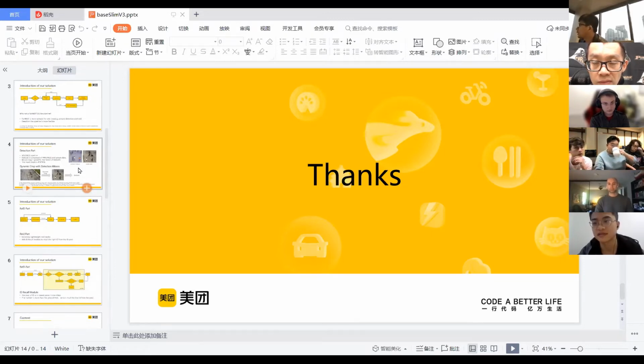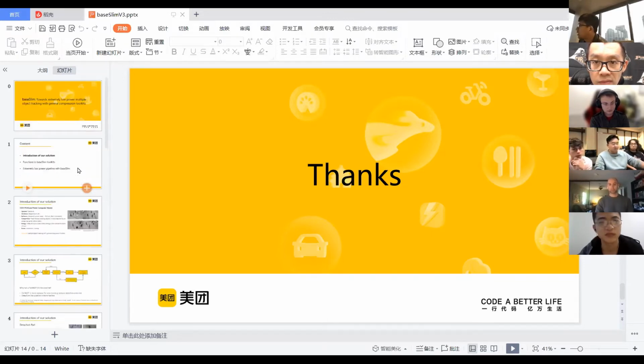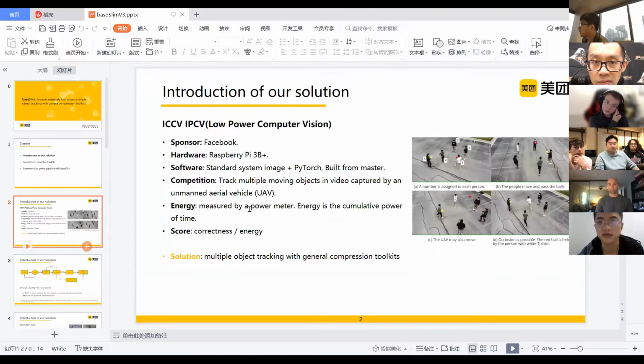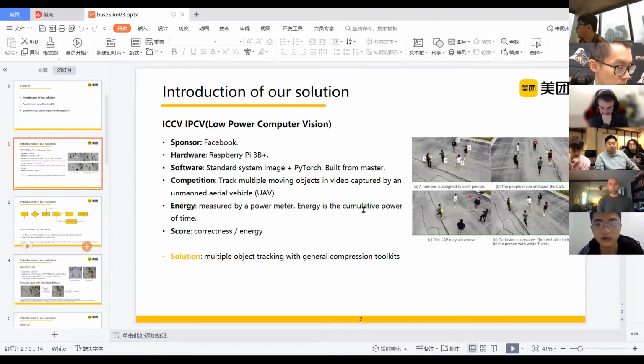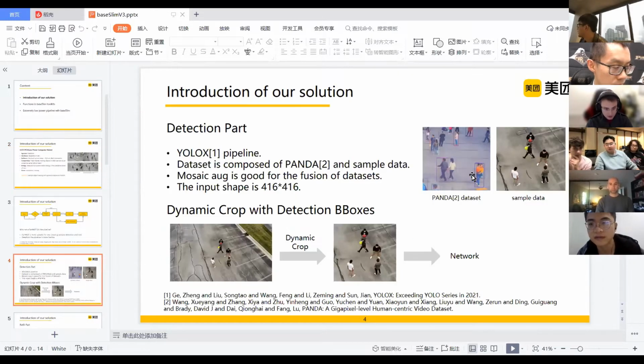Another question is about the Panda dataset. Is the Panda dataset from the tracking literature? The Panda dataset. It should be slide number 4, I guess. Yes, this one. Panda. Is it from the tracking literature? Oh, okay, I see. It's from the human-centric video data set.